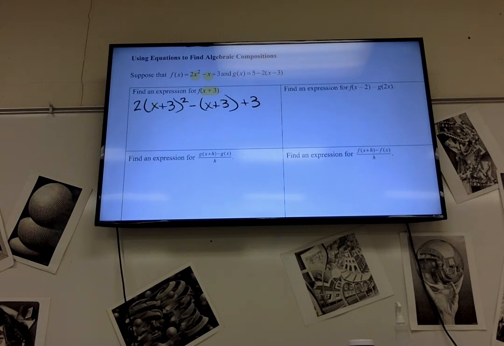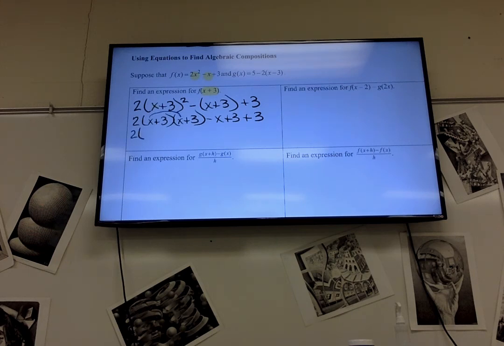You good? Okay. So then x plus 3 squared is not x squared plus 9. Resist that urge. X plus 3 squared means x plus 3 times x plus 3. So we have to FOIL that. Now I'm gonna do the x plus 3 times x plus 3 first. I'm gonna worry about the 2 later.